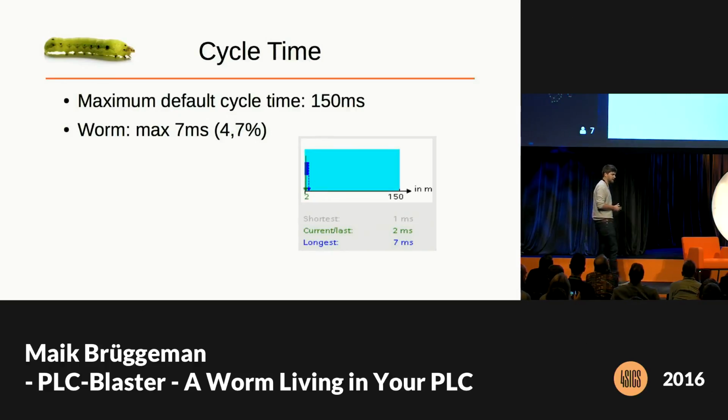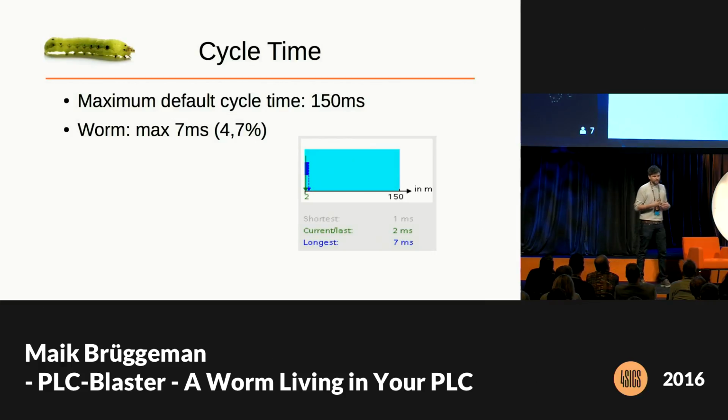And the cycle time is important, because if we take more than 150 milliseconds for our execution, the PLC will stop the execution of the worm. The longest cycle we could measure was 7 milliseconds, and that matches our assumptions, because most of the time we use communications functions which are processed in background by the firmware.